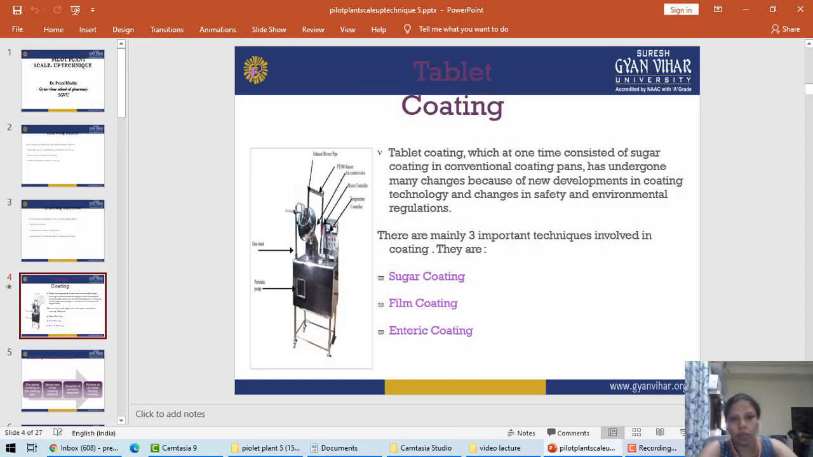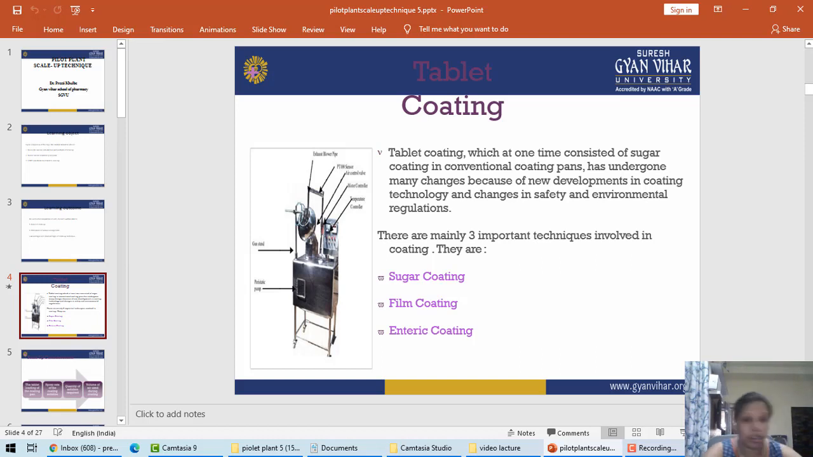Next is tablet coating. So what is tablet coating? Tablet coating is basically the last step of the tablet compression cycle or tablet manufacturing cycle. The tablet coating, which at one time consisted of a sugar coating in a conventional coating pan, has undergone many changes because of new developments in coating technology and changes in safety and environmental regulations. The basic coating which we used to do is the sugar coating, for which a conventional pan is used.